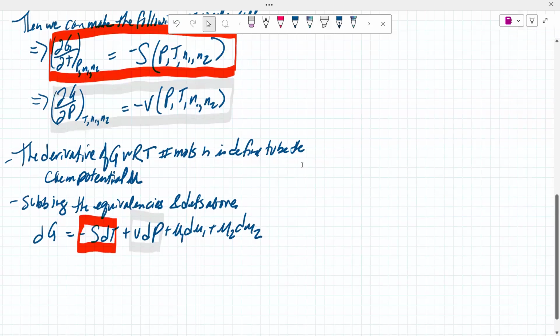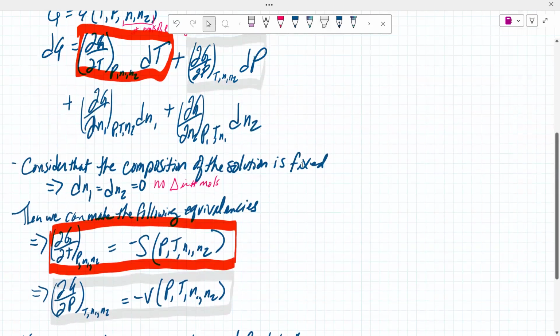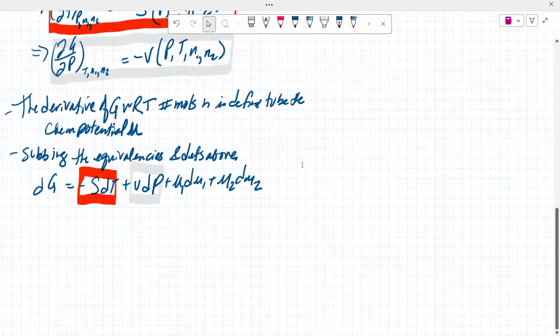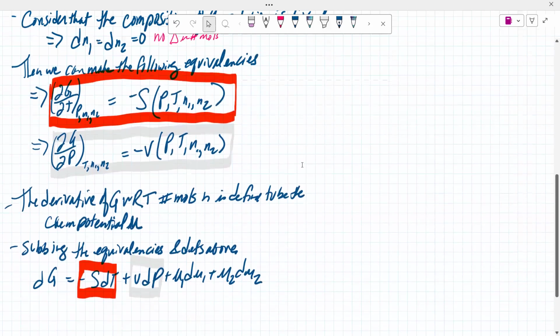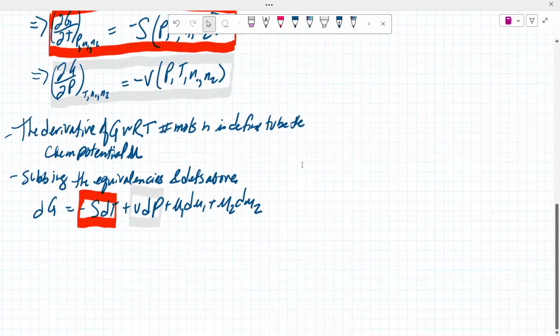And then we have our moles, the N1s and the N2s. We didn't really do much with those, so I think we can leave that like that. The number of moles isn't changing. Now we have this equation. So what can we do?